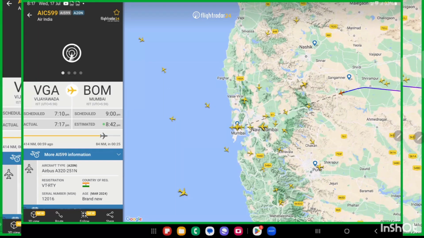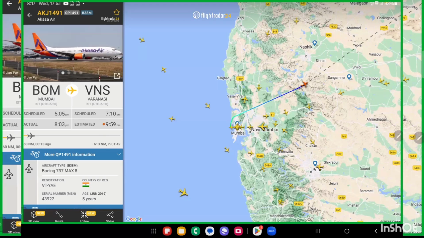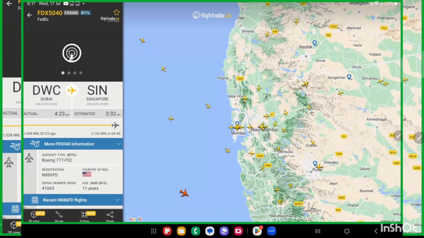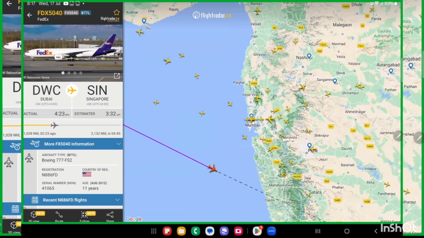Not even a single aircraft going somewhere else here. Okay, let's take this aircraft. This aircraft, can you see? It's going from Dubai to Singapore. It's a FedEx.